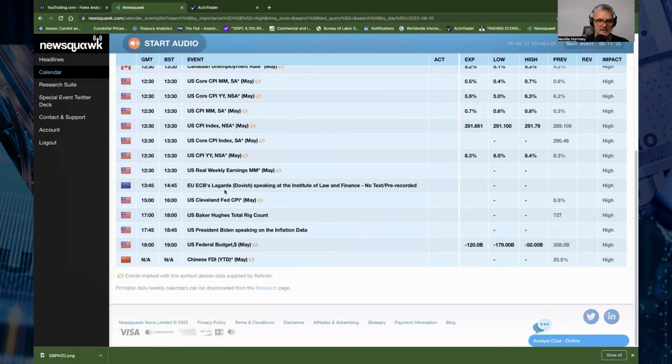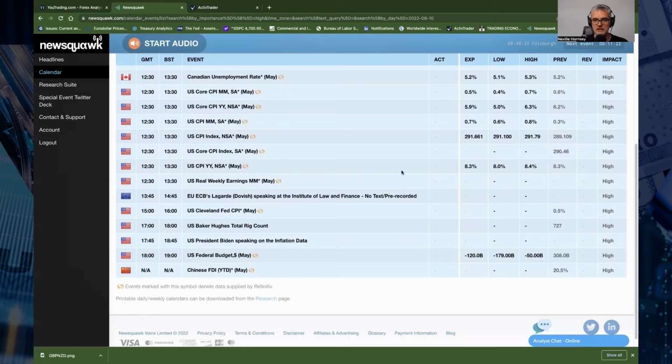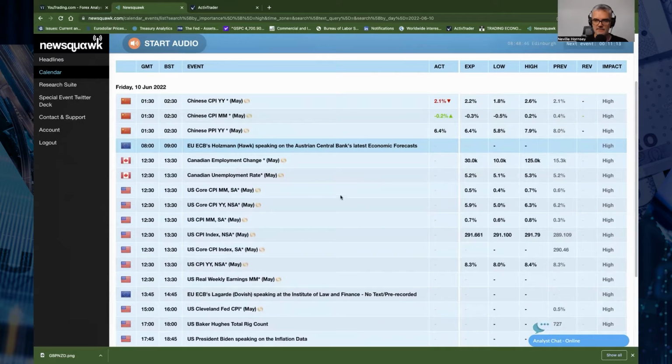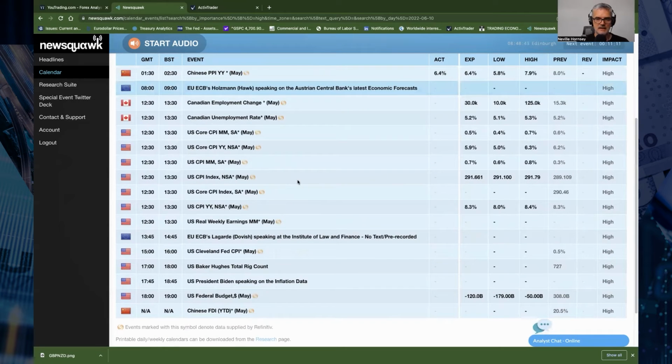We also have ECB's Lagarde speaking today, no text or pre-recorded. So essentially she's going to be talking, and I doubt she's going to say much more than what she said yesterday. So probably no real change there. But yeah, today's focus is all about inflation.